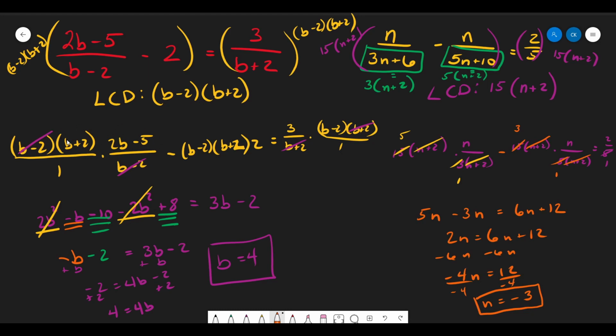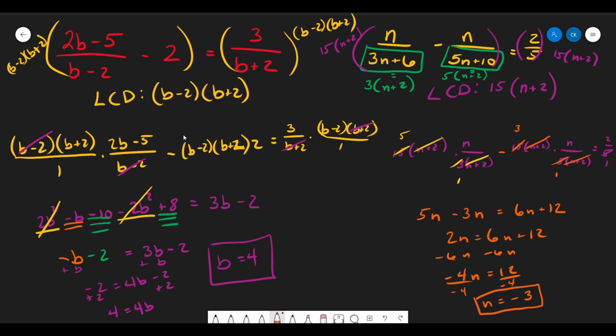We have to double distribute that. b times 2b is 2b squared. b times negative 5 is negative 5b. 2 times 2b is 4b, and then negative 5b plus 4b is negative b, and then 2 times negative 5 is negative 10.